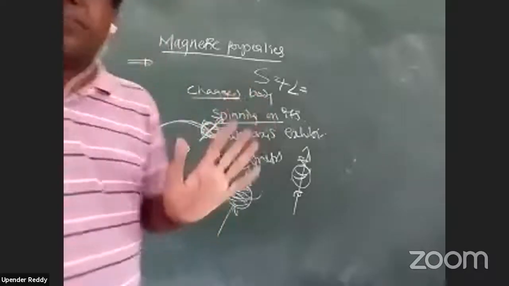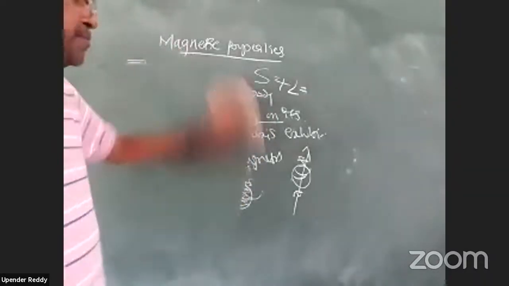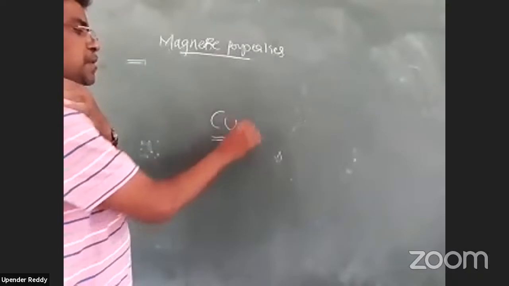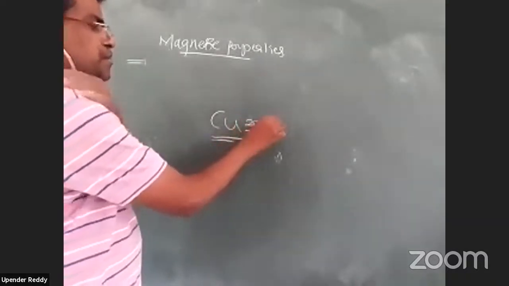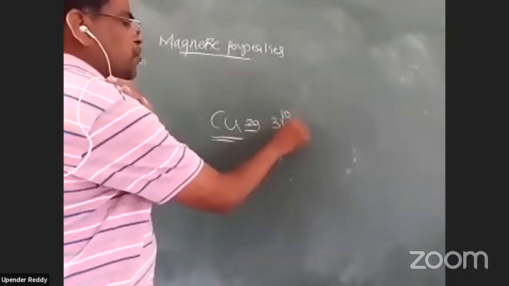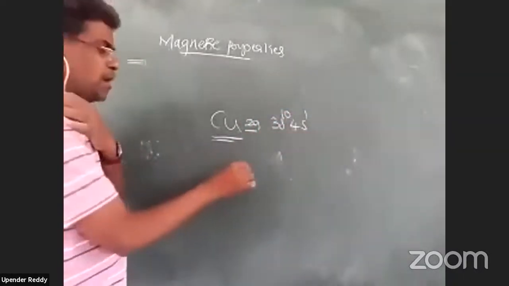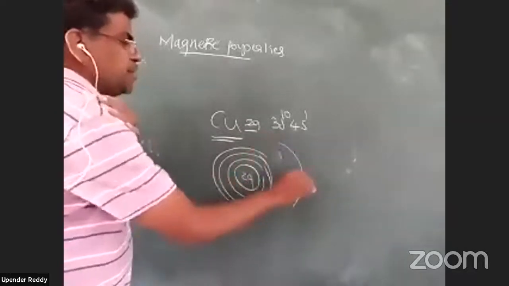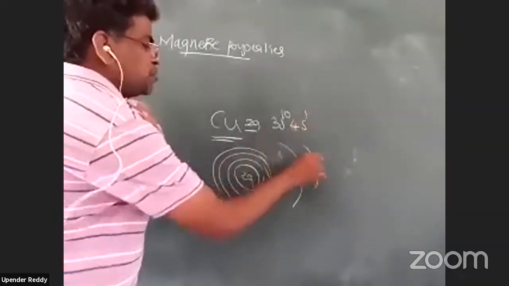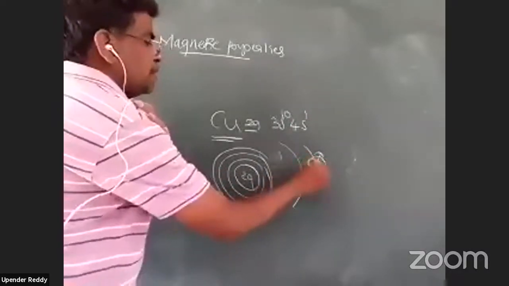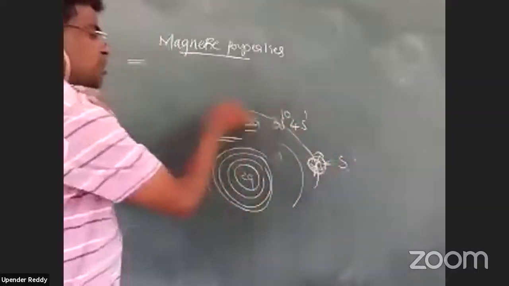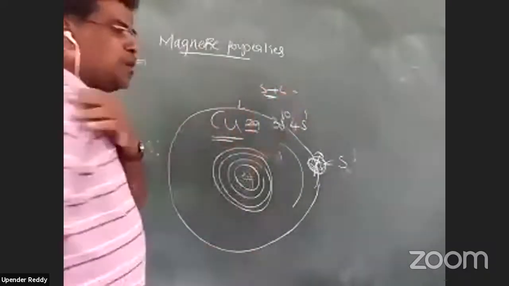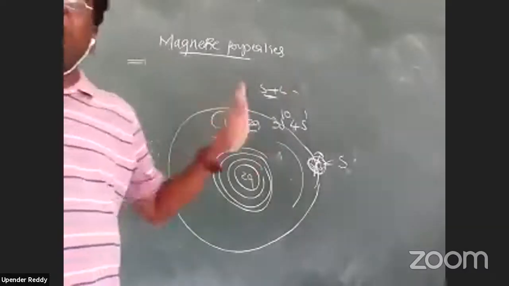Hence, for example, I am taking copper. Copper has atomic number 29, with configuration 3d10 4s1. In copper, the nucleus has 29 protons. It is 1s, 2s, 2p, like this, then 3d, 4s. One electron rotates on its own axis; that is S, and it revolves around the nucleus; that is L. S plus L is equal to the total angular momentum, the total magnetic moment.